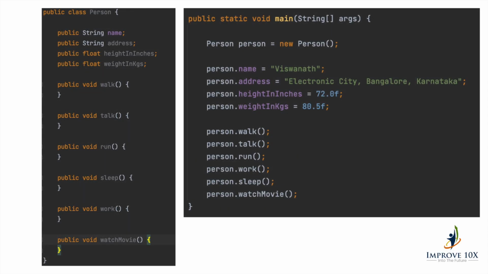And once we have a class Person, now we can create objects of that person. So for example, here I am creating a person and I am assigning a name, Vishwanath. I am assigning a particular address to that person, and what is the height of that person in inches, which is 72 inches, and what is the weight in kgs, 80.5 kgs, and you can call the different methods or actions that that person can perform.